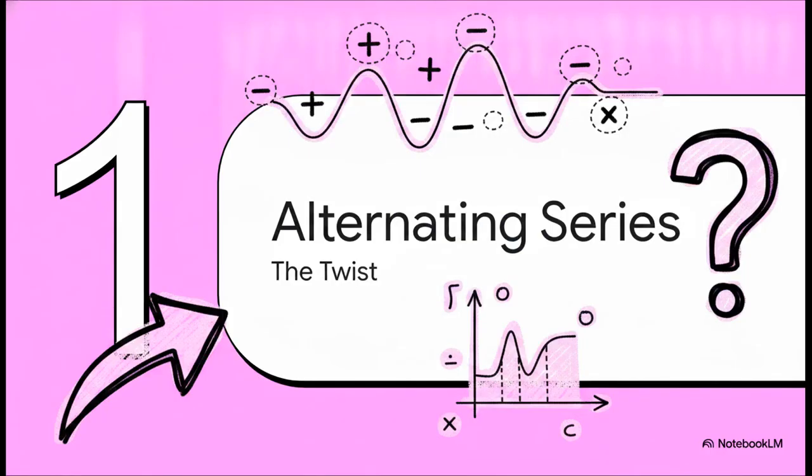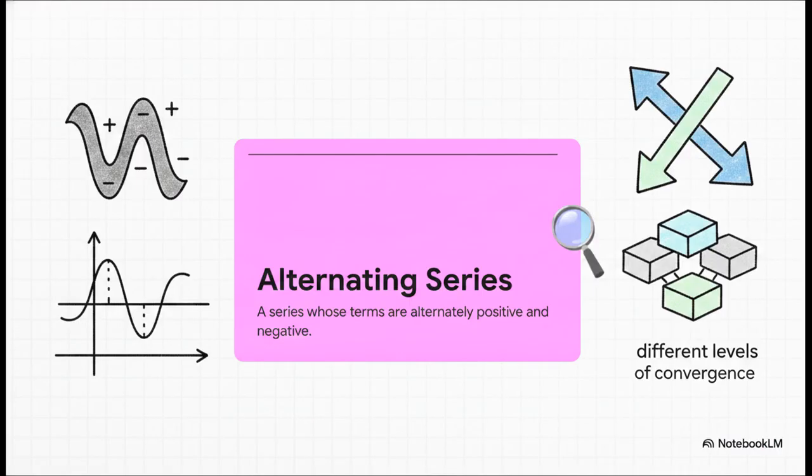All right, starting with part 1, the alternating series twist. So first things first, we've got to identify our main suspect. An alternating series is exactly what it sounds like: a series where the terms alternate between positive and negative. Think, 1 minus a half, plus a third, minus a fourth, and so on. Now, because these positive and negative terms are constantly fighting each other, adding a little bit, then subtracting a little bit, the series might actually settle down to a finite value way easier than if we were just piling on positive numbers. But to actually prove that, we really need to understand the different levels of convergence.